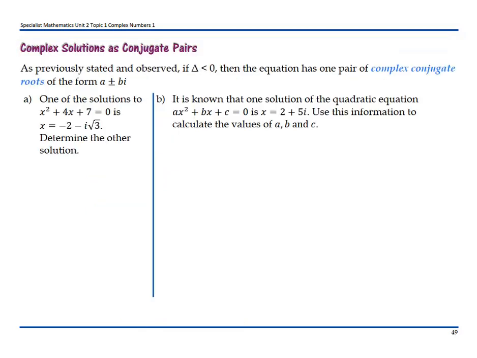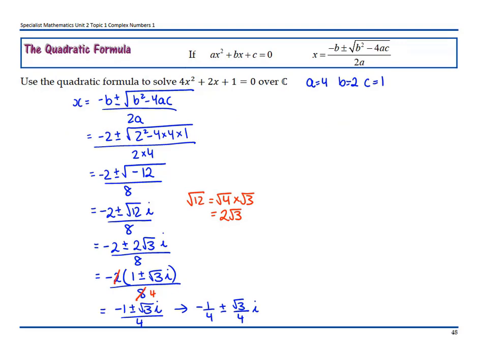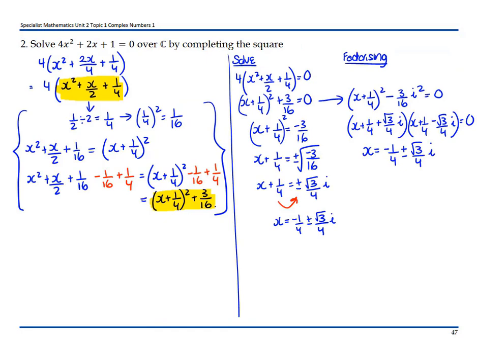Now let's look at complex solutions as conjugate pairs. As previously stated and observed, if delta is less than 0, then the equation has one pair of complex conjugate roots of the form a plus or minus bi. And you should have seen that with everything that we've solved. So if we come back to here, that's a complex conjugate pair. Go back, each one are conjugate pairs when we've been solving.